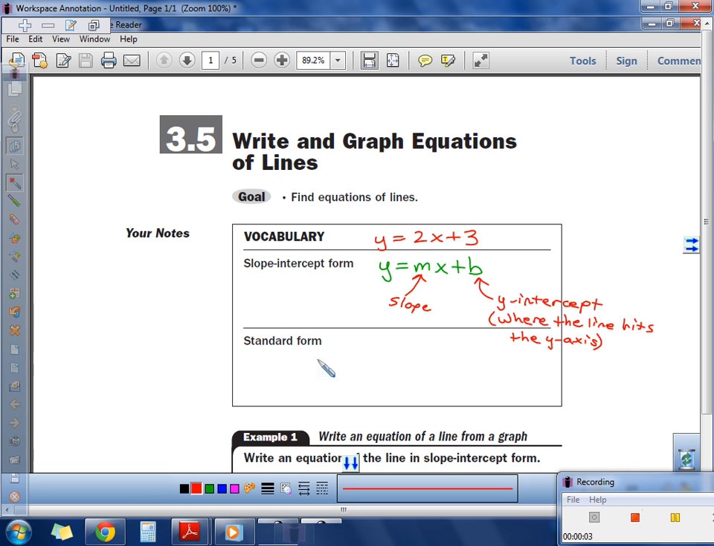Standard form is a little bit different. It says ax plus by equals c. A little bit different. We can always solve for y and get back to slope-intercept, but I'm going to teach you some neat little tricks with standard form today.